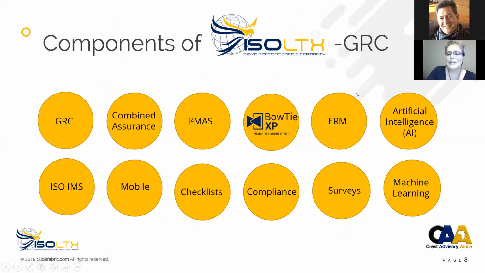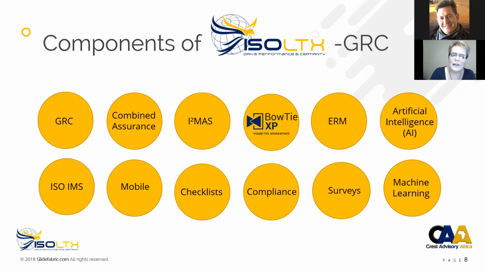Okay, what is ISOLYTICS? So the components of ISOLYTICS, and you will see there in the heading, it says ISOLYTICS GRC. So that is actually the flagship, looking at governance, risk, and compliance. So that is the main component, but also providing combined assurance. We're looking at incident and investigation management. That is what the I2 is standing for in I2MAS. Then we are looking at Bowtie, which is a system that looks at risk management. We've got enterprise risk management. We also have a mobile system that we will also have a specific webinar on, which is very nice.